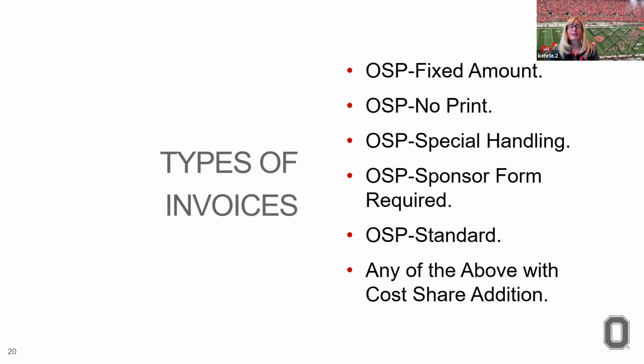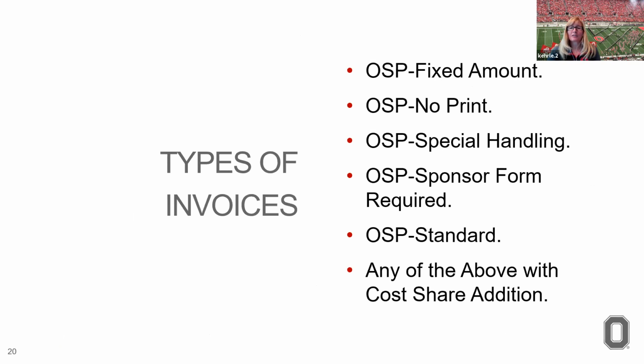There are several different types of invoices, and so we're going to just do a quick refresher of them. I know we talked about it in our last training. The types of invoices all have the OSP prefix. So we must select one of those in the system because we are sharing the Workday system with the rest of the university, and we want to make sure we pick the right type of invoice.